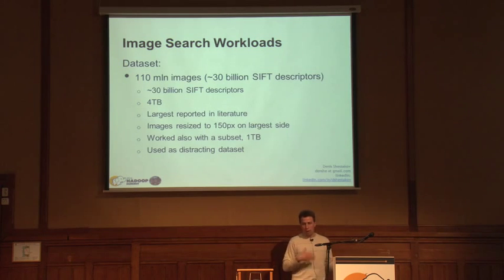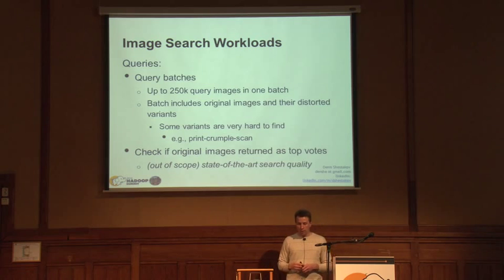Also, for testing purposes, we worked a lot with a 1 terabyte subset, and we used this data set as a distracting data set. What does it mean? Let me explain. Since we were building an image similarity system, it's very important that we deliver good search results. So one specific goal was to deliver good search quality, I mean such parameters as precision, recall, accuracy, etc. We really cared about these factors.